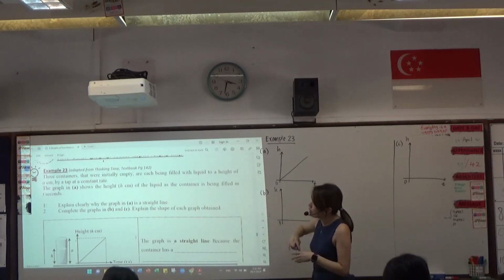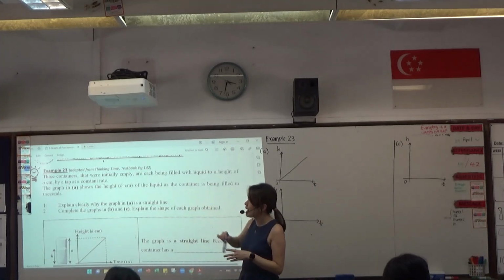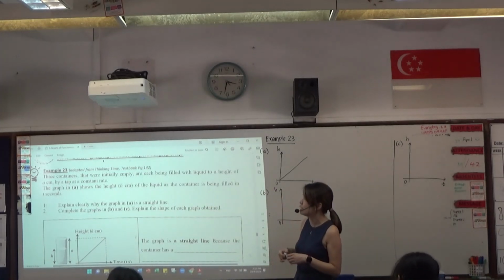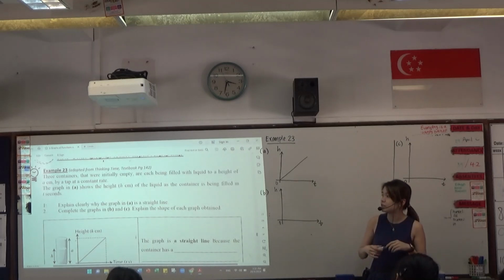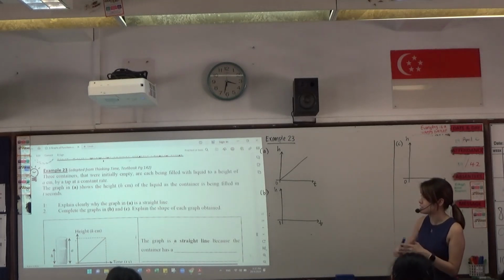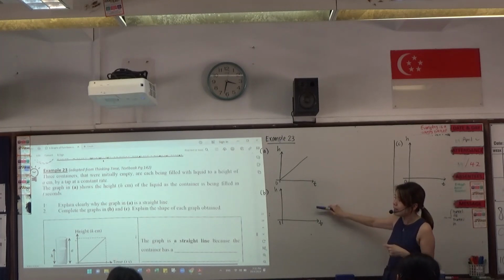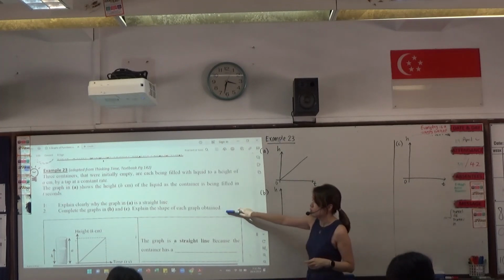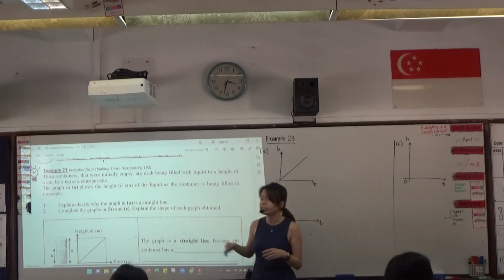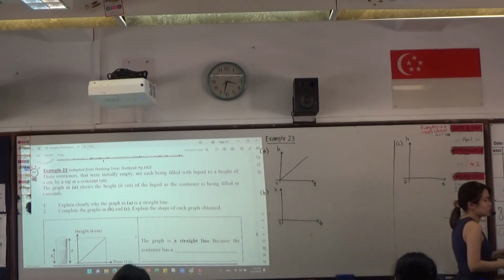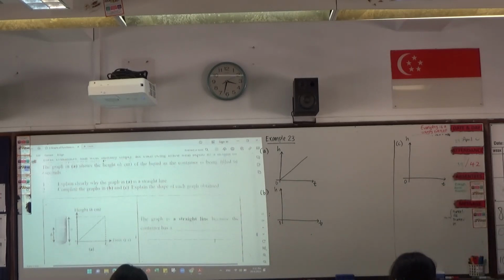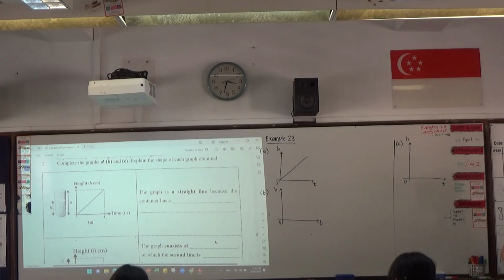Then after that, the next line says that the graph in part A shows the height of the liquid as the container is being filled in seconds. Question 1 wants you to explain why the graph is a straight line for part A. And then in question 2, it says to fill up the graph for part B and C and also explain the phenomenon for the graphs. So we take a look at this first.